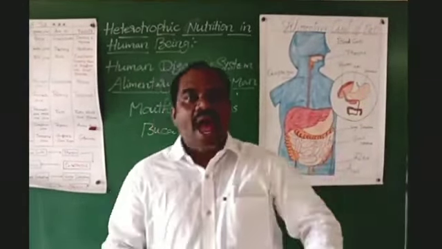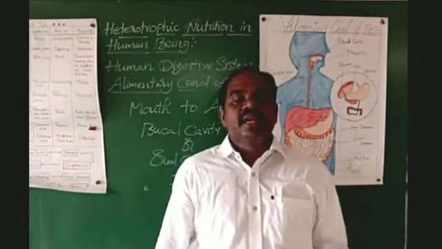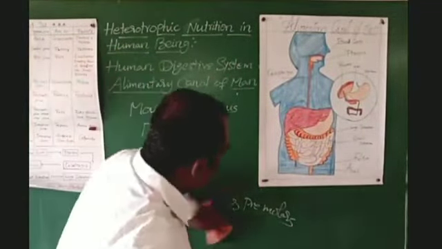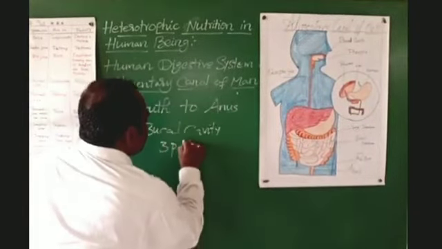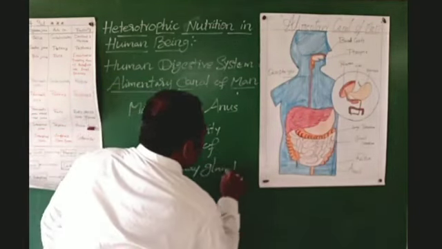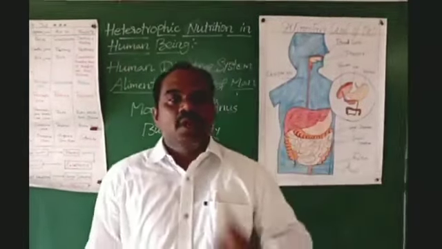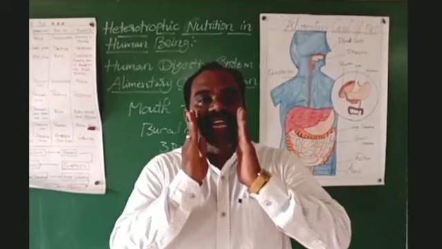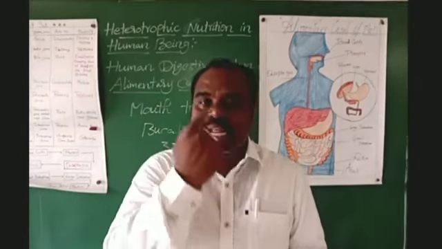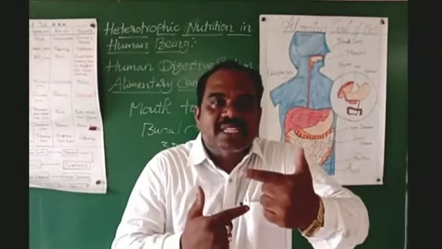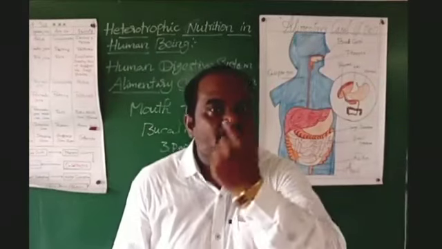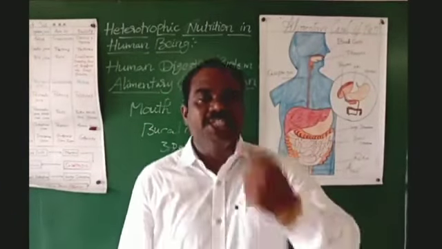Teeth, tongue, and salivary glands. 3 pairs of salivary glands are present. 1 pair of salivary glands is present at the sides of the jaws, 1 pair is present below the tongue, and another pair is present in our palate.